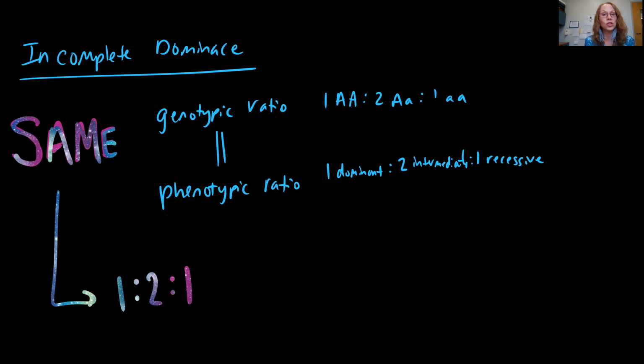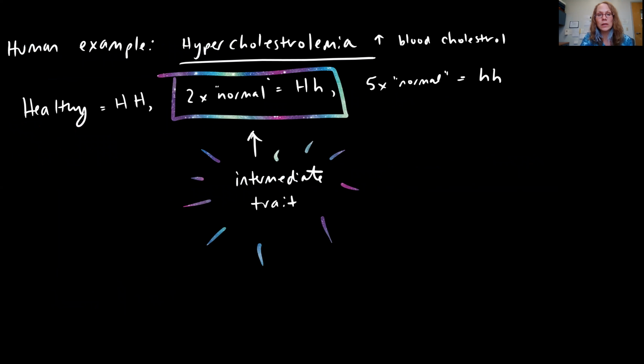So our signature of incomplete dominance is this same genotypic and phenotypic ratio for monohybrid crosses of heterozygous individuals. It will be 1 to 2 to 1 for both. Now, an example in humans is hypercholesterolemia. In this case, you have elevated blood cholesterol levels, which is causing some significant problems with your cardiovascular system and can lead to early death.